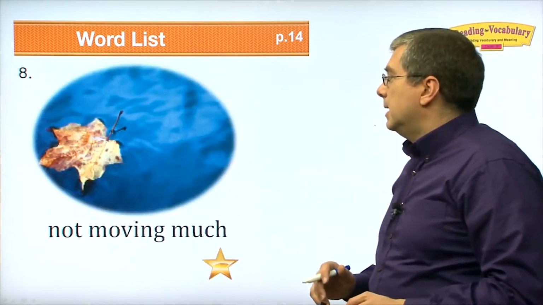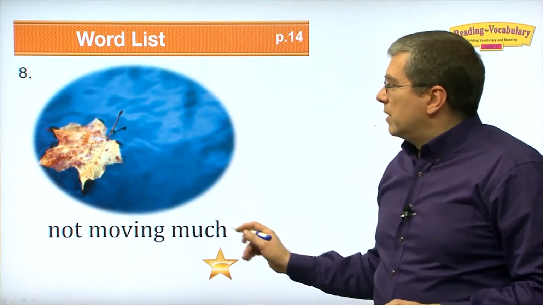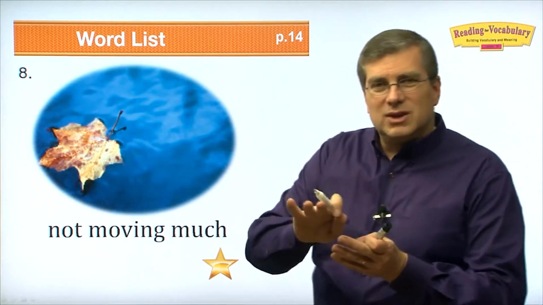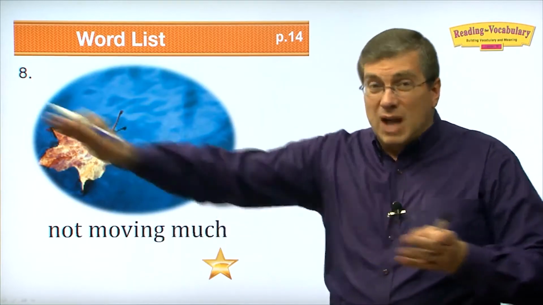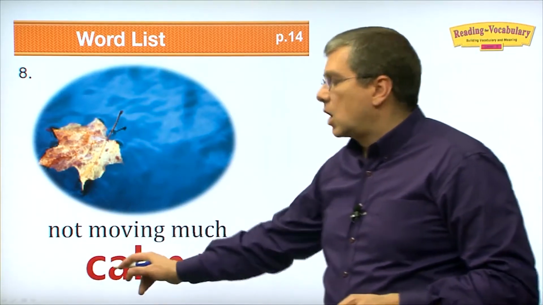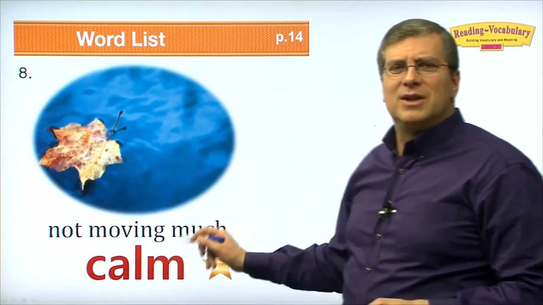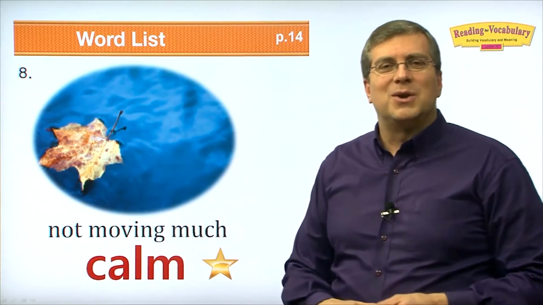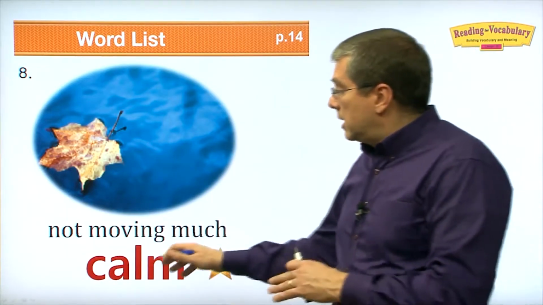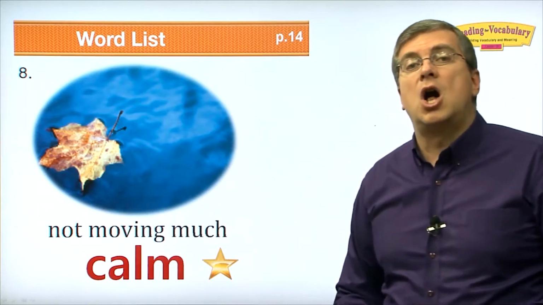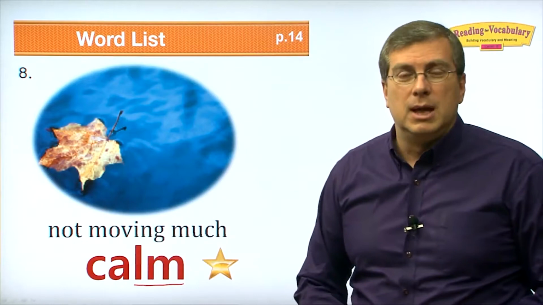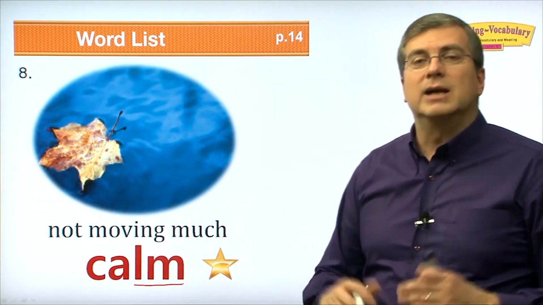Okay. Next one, 8. Not moving much. If there's a leaf on the water and the leaf is moving maybe a little bit, but not a lot, it's just staying still. What do we say? It's calm. Actually, we saw this word before, when we saw the park. It's calm and not violent, peaceful. Another word for peaceful is calm. Now you have these two L and M. Calm, right? It's calm.